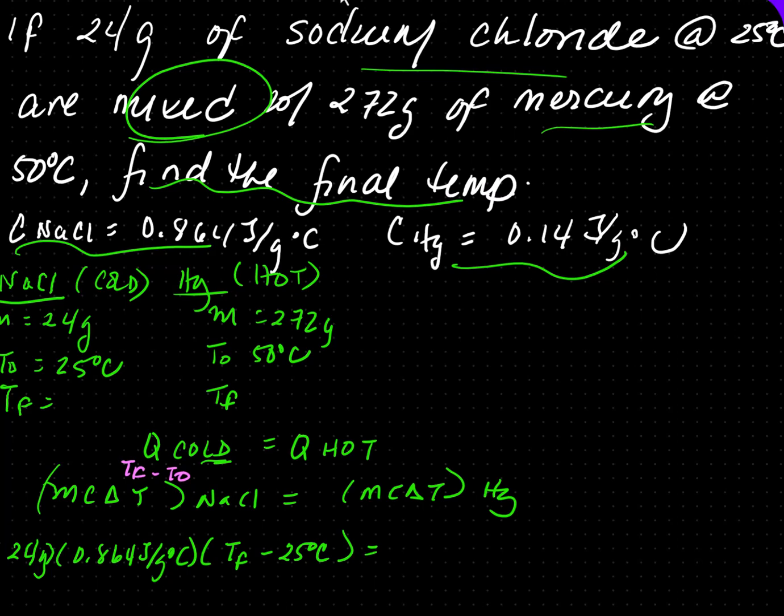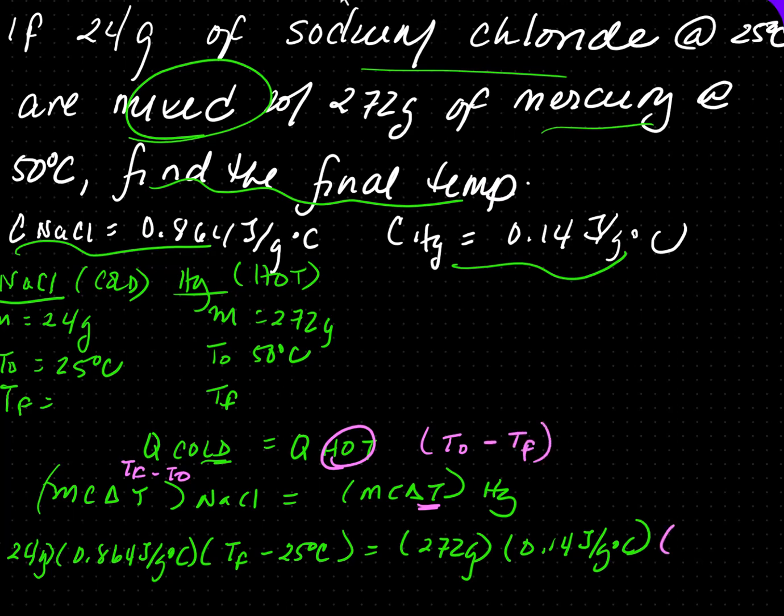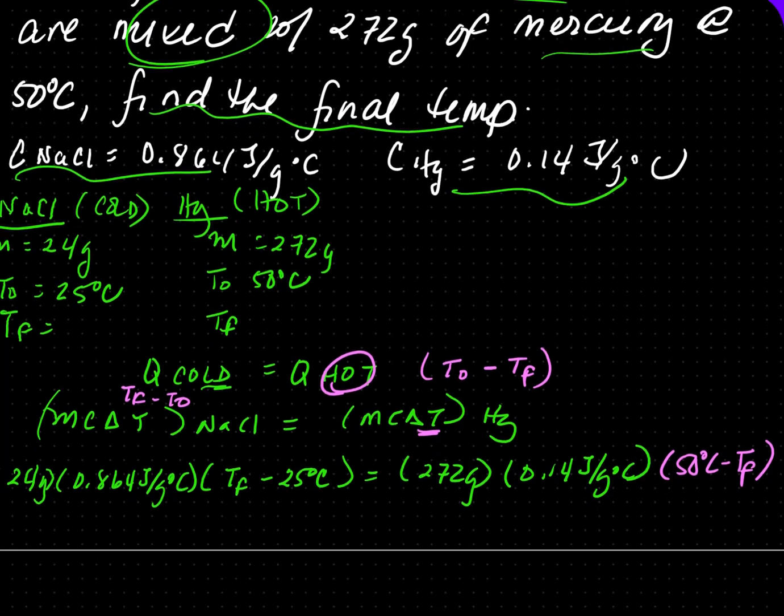On the opposite side, the mercury's mass is 272 grams. Its C was given as 0.14 joules per gram degrees Celsius. Since this is the hot, my temperature is going to be T initial minus T final. My T initial was 50 degrees Celsius minus T final. So now I'm going to do the math here.